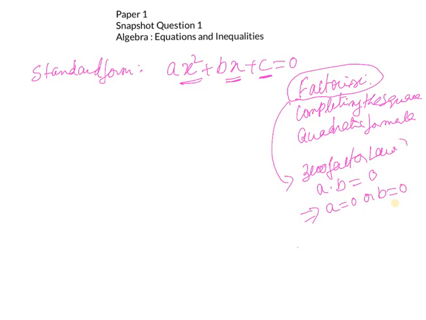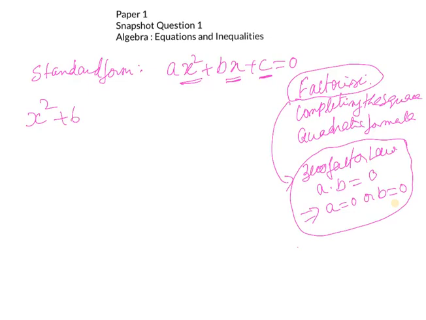So that is why we are factorizing, because we apply the zero factor law. What is zero factor law? When I multiply two factors, I get a 0, then either of the factors have to be 0. So here we have to be very careful. Let me take one quick example.